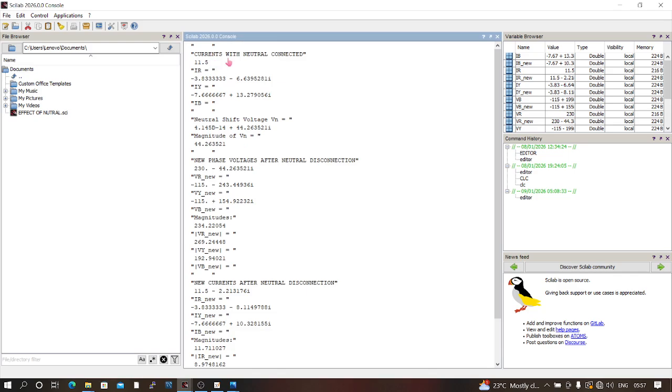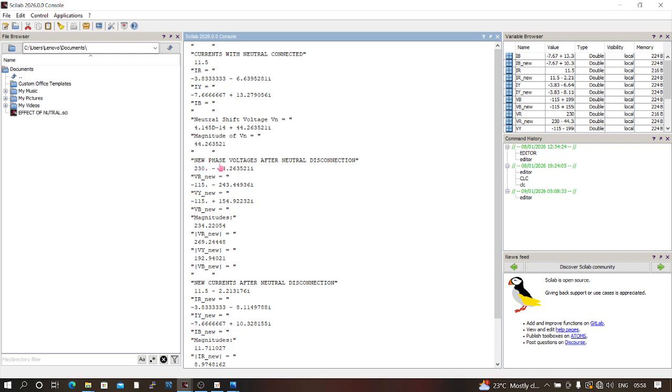So what you can observe, currents with the neutral connected: 11.5, IY value and IB values are given. First the value is displayed, then the variable name is assigned. After that you get the neutral shift voltage, the Vn value, which we already showed. The magnitude of that we calculate as 44.26.